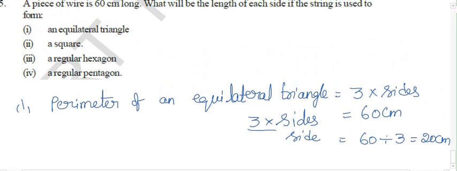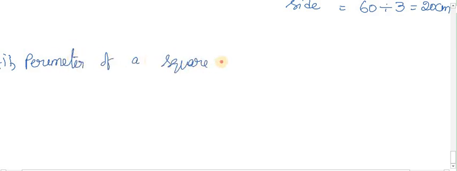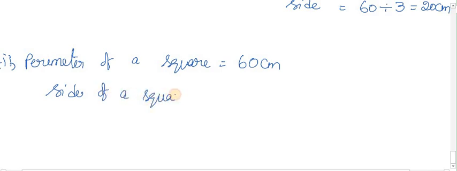Now the second one, if the string will become a square. So perimeter of a square is equal to 60 centimeters. Side of a square is equal to.